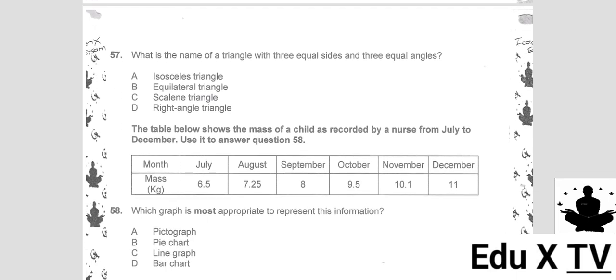Number 57. What is the name of the triangle with 3 equal sides and 3 equal angles? The answer is B. The table below shows the mass of children as recorded by a nurse from July to December. Use it to answer question 58. Number 58. Which graph is most appropriate to represent this information?